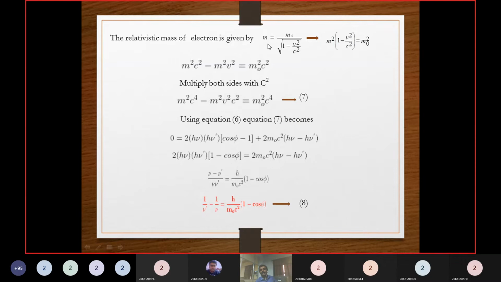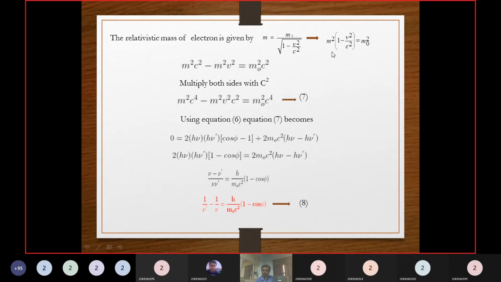Okay, we already know that according to Einstein's relativistic theory, if a particle is moving with approximately light velocity, the mass changes. That changed mass m is equal to m naught divided by the square root of 1 minus v square by c square.